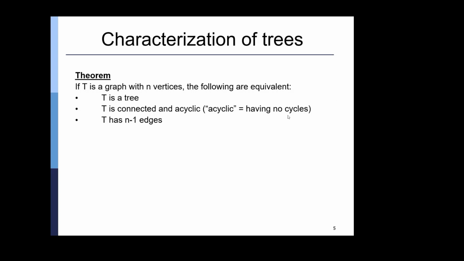Only a graph can have cycles, but a graph that doesn't have cycles is known as a tree. And in T, we have n minus 1 edges, whereby n refers to the number of vertices.